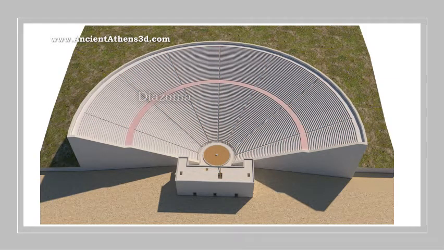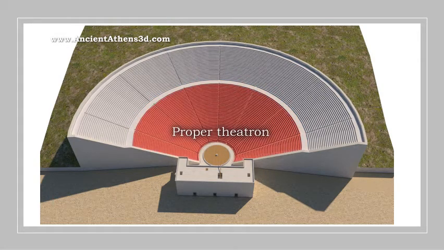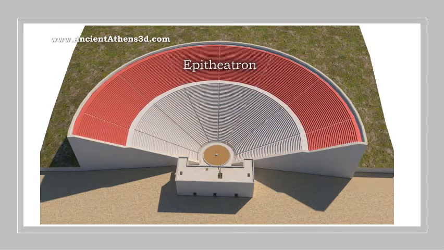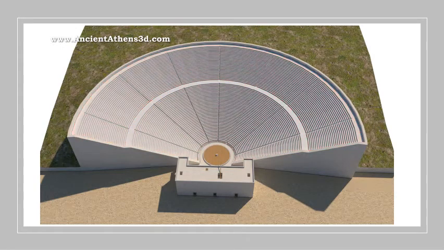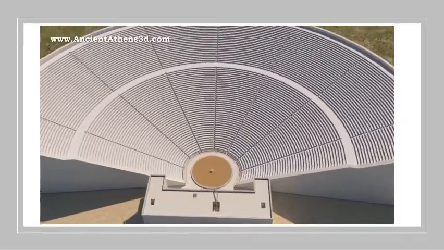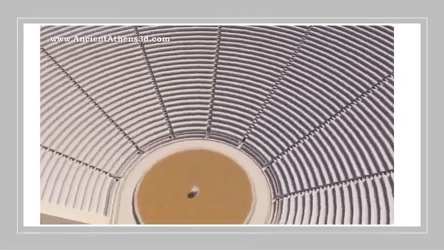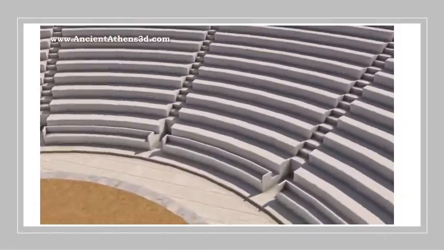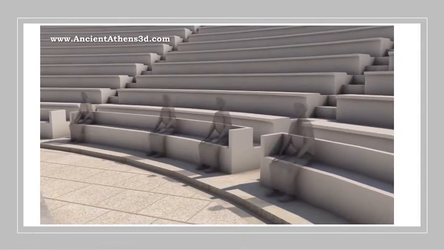The large theatres usually had a diazoma, a corridor that facilitated the movement of spectators. The diazoma divided the theatre into two parts: the proper theatre and the epitheatre. The first row of seats was intended for officials and often took the form of marble thrones. This series of seats was called the prohedria.